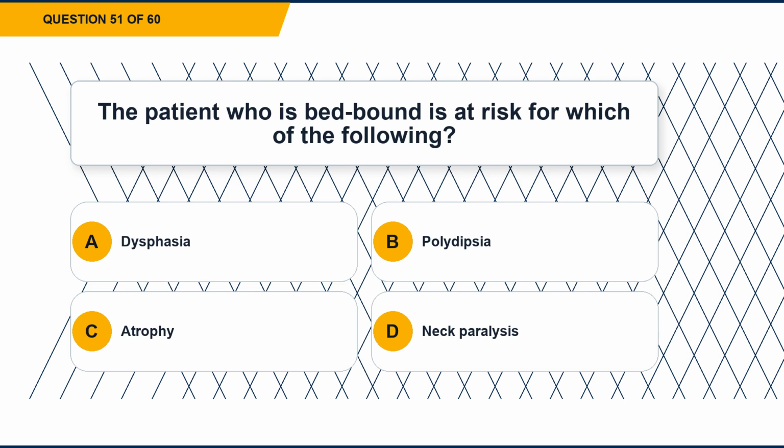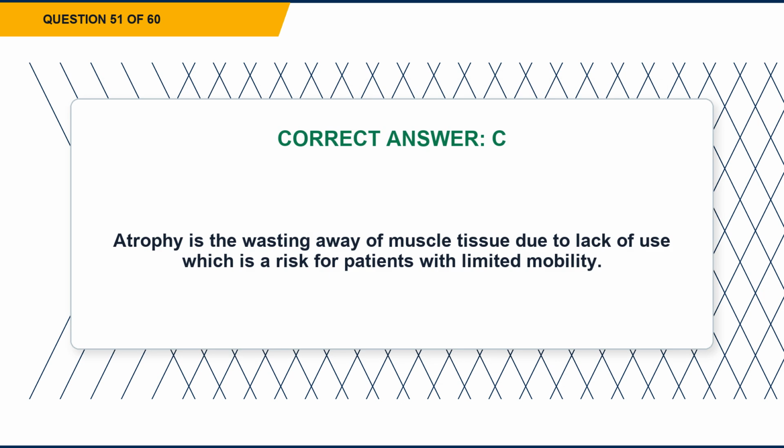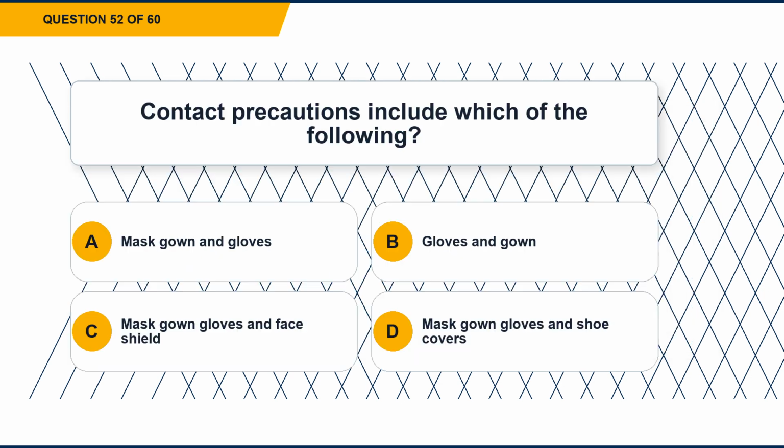Question 51. The patient who is bedbound is at risk for which of the following? Option A. Dysphagia. Option B. Polydipsia. Option C. Atrophy. Option D. Neck paralysis. The correct answer is option C. Atrophy. Explanation. Atrophy is the wasting away of muscle tissue due to lack of use, which is a risk for patients with limited mobility.